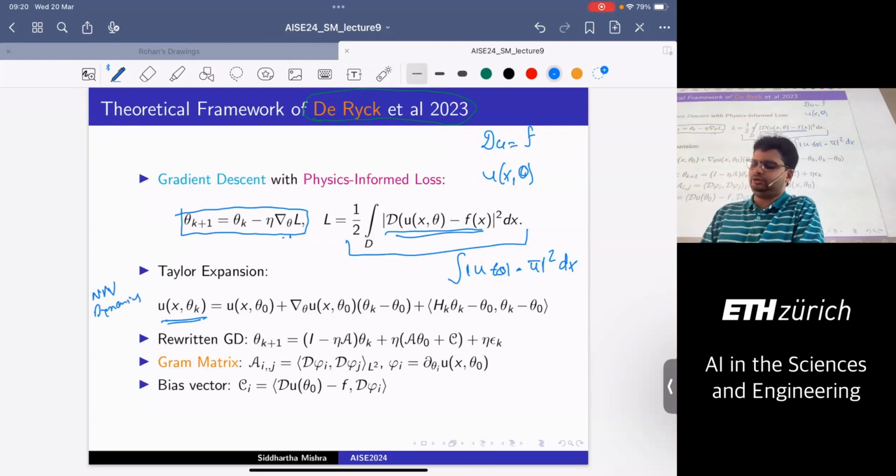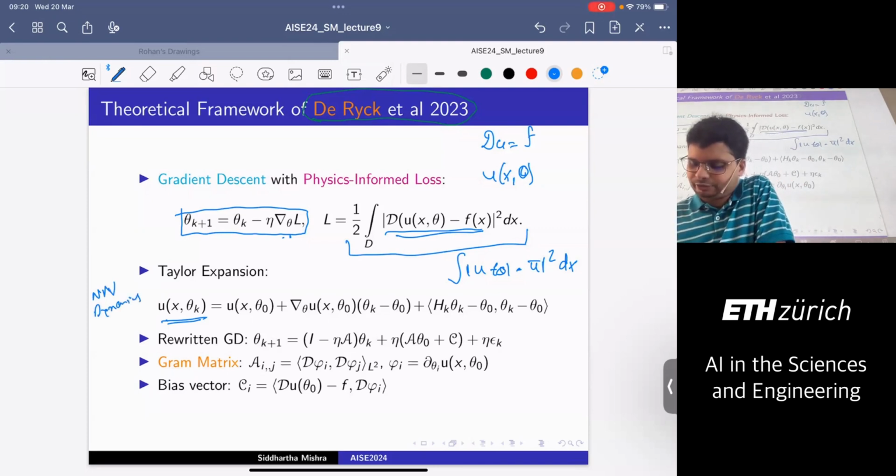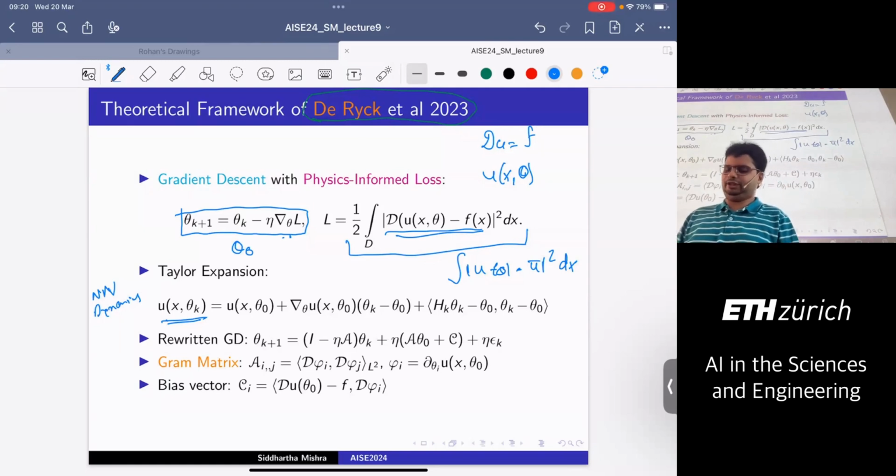Okay, so let's start at a point theta 0. Of course, theta 0 is where we start the descent. And then let's say that at least we're close to theta 0. Then we can do a Taylor expansion. In fact, whether we are close or far, we can always do a Taylor expansion. So we do a Taylor expansion in theta.